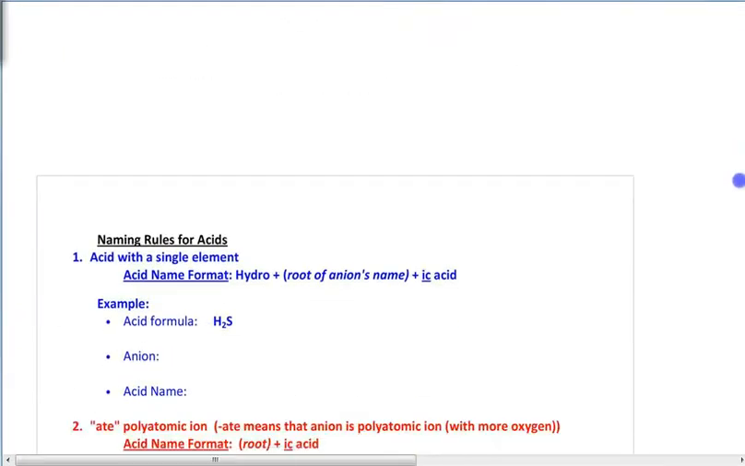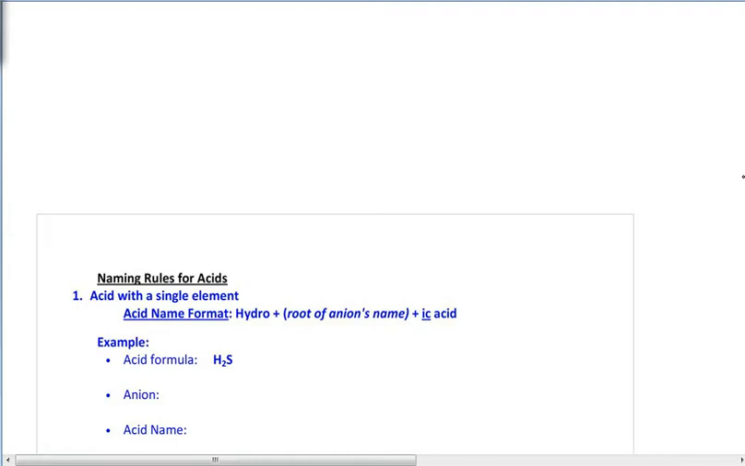Moving right along, let's look at the 3 naming systems for acids. The first one is if you have an acid that just has a single element, no polyatomic ion in it. The name format will always be hydro-something-ic acid. And that something will depend on what the anion's name is. For example, H2S. The anion here is the S -2, and we know that it's -2 for a variety of reasons. First of all, from its column on the periodic table. Also, because it takes 2 hydrogens to balance out its charge.